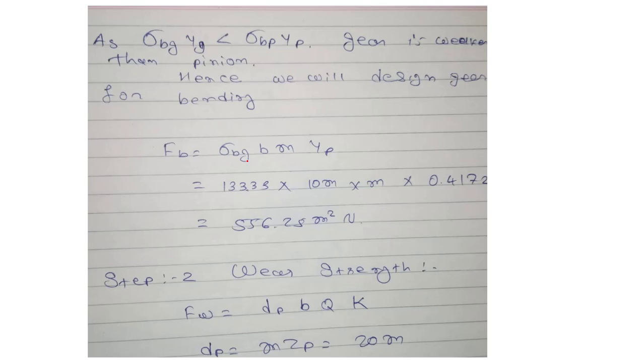So for the bending equation we will put the values for gear. Here sigma BG into b into m into YG, we put all the values derived. Sigma BG, b is equal to 10 into module, which we have to find, and YG is equal to 0.4172. So finally we get the value in terms of module square. So FB is equal to 556.25 module square Newton. Now step 2.